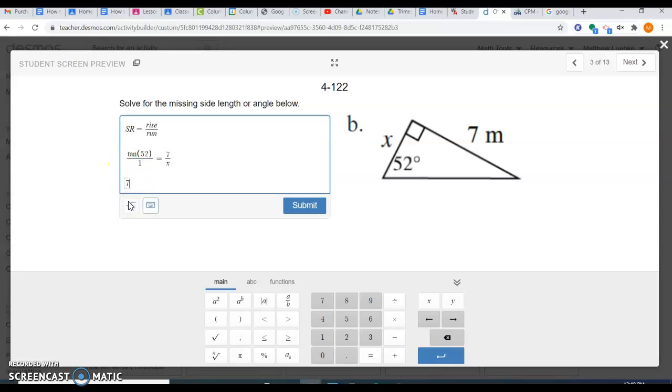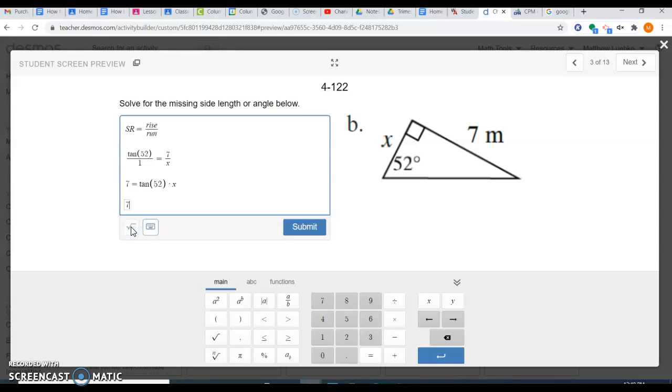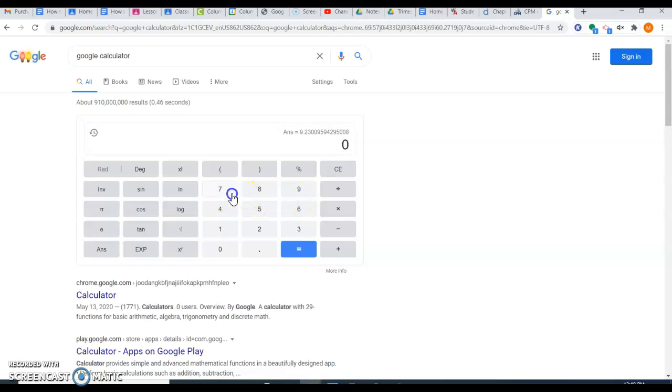So 7 times 1 gives me 7. Tangent of 52 times x gives me the tangent of 52 times x. Well, now to get x by itself, I need to divide both sides by the tangent of 52. So this becomes 7 divided by the tangent of 52. When I divide the right side by the tangent of 52, they cancel and you're just left with x. So you just have x on the right side. And now I just need to use my calculator to do this. So 7 divided by the tangent of 52. And I got 5.47 if I round it.